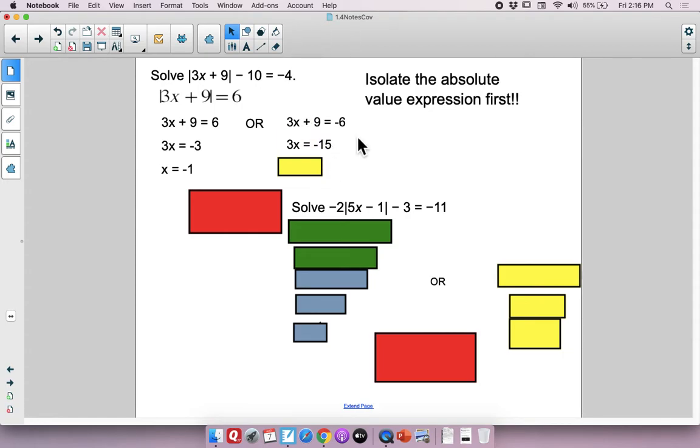Subtract 9 from both sides, combine negative 9 and negative 6, get negative 15, divide by 3, and get negative 5. So our solution would be negative 1 comma negative 5. And I don't care what order you write them in. You could write it negative 5, negative 1, doesn't matter.